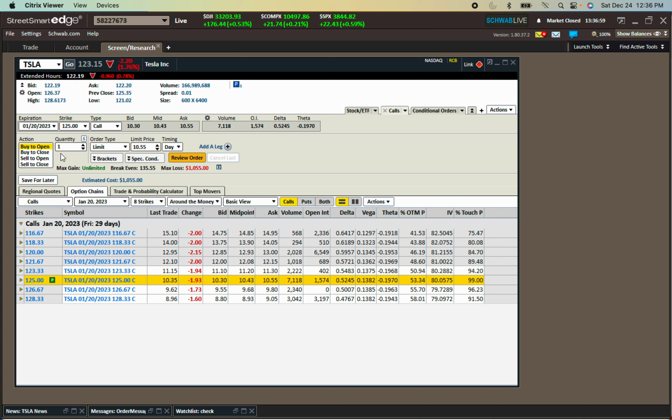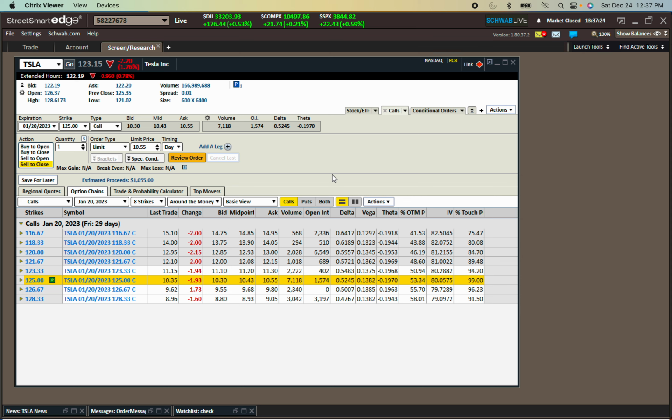Once you buy that option, before January the 20th, if you want to sell it, you can just say sell to close on the same option, and you can give it whatever price it is trading at. Hopefully, if the price is higher than 10.55, you'll be able to sell it for a profit. So that's pretty much it. You can buy an option, buy to open, and sell to close. That's pretty much all there is to options.